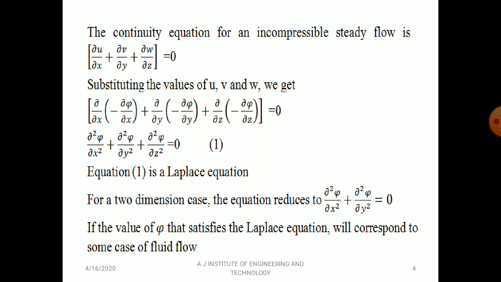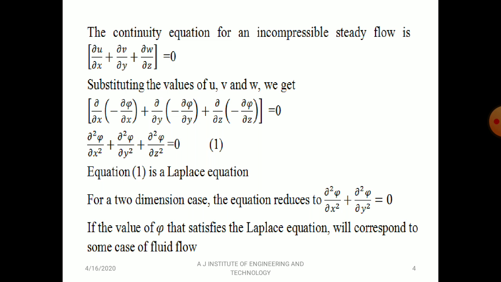For a two-dimensional case, the Laplace equation reduces to dou square phi by dou x square plus dou square phi by dou y square equal to 0. We take dou square phi by dou z square equal to 0 because the velocity component in the z direction, w, equals 0. So we get dou square phi by dou x square plus dou square phi by dou y square equal to 0.